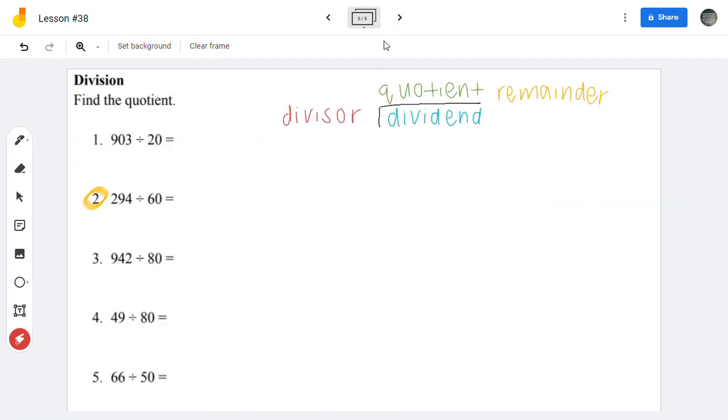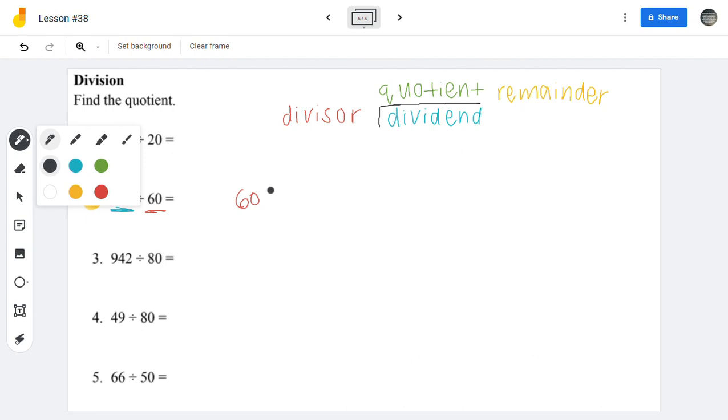Now the last section we're going to go over is division, and we're going to be finding the quotient for number 2 only. So over here I color coded the components of division, and I'm going to color code throughout this lesson. So our dividend is 294. It's the one that's going to go under this division sign. And our divisor is 60, which means 60 is going to be the one going outside the division sign. So outside is 60, inside is 294. So now I'm going to divide this the normal way.